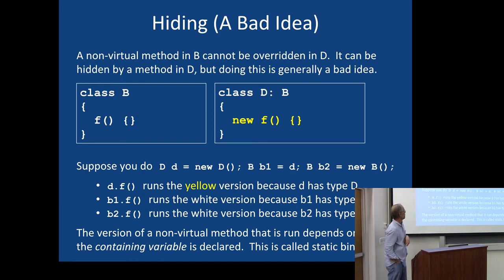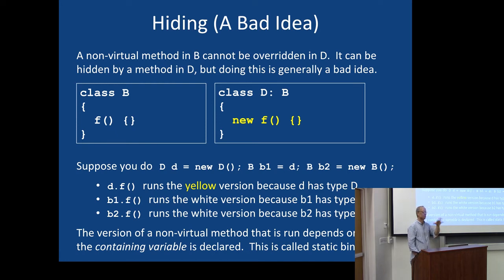Okay? Now, let's see what happens. Same example as before. D.f is going to run the yellow version. But this time, when you call a non-virtual function, the one that you're calling is determined by the variable, not the object. So when we call D.f, f is non-virtual, so it's going to call the version from D. What's going to happen when we call B1.f? It's going to call the version from B, because the variable is of type B. Right? That's different. Under overriding, this would have called the yellow method. So this is called static binding. The method that gets invoked is known at compile time.